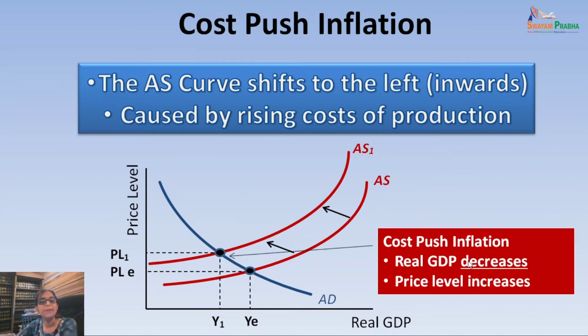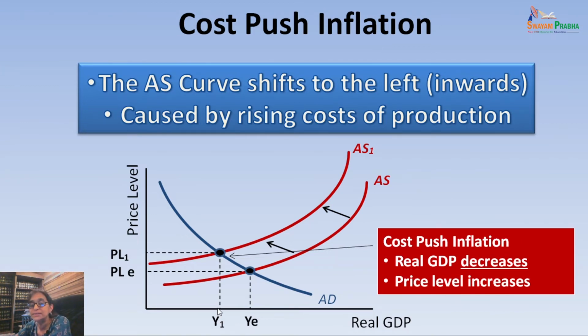So what has been the impact of cost push inflation? Cost push inflation has decreased your real GDP, but it has also increased your price level. Unlike what we saw in demand pull inflation, where the price level of course increased but side by side your real GDP also increased, in cost push inflation with an increase in price, we are also suffering a loss of real GDP. That is, your equilibrium level of output has fallen from the higher level YE to YE1.